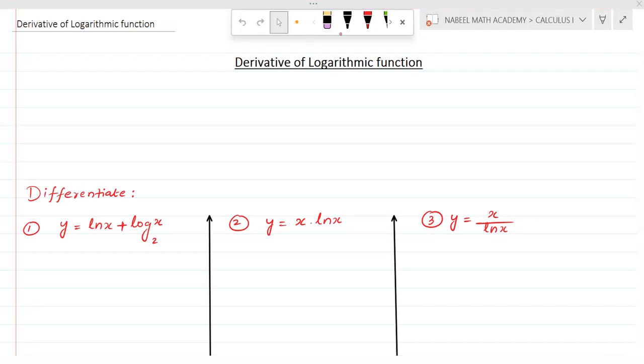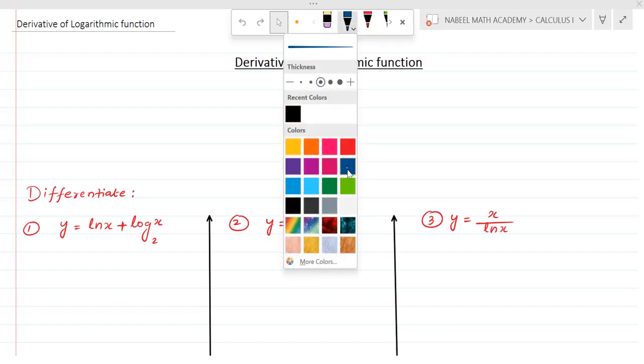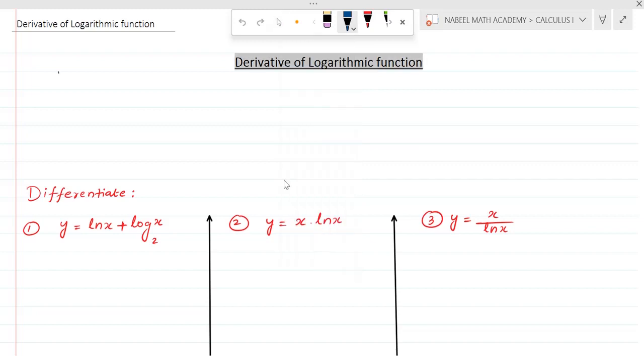In this video, we are going to discuss the derivative of the logarithmic function. Before going to the problem, we have to know what the logarithm functions are. You have two different types of logarithmic functions. So we will have a common log and a natural log.